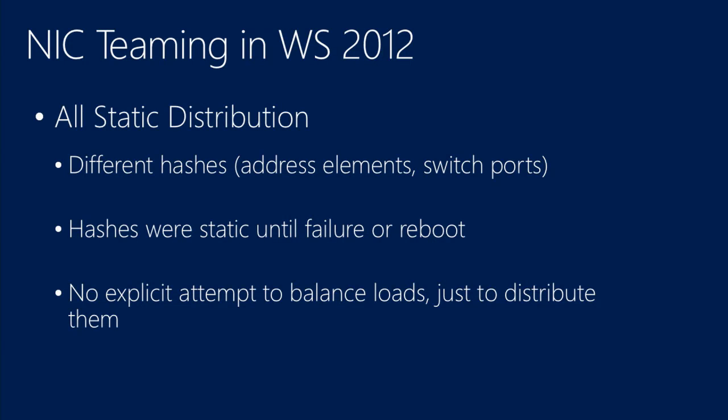Okay, so the all-static distribution that we had in Server 2012, where everything was assigned when it came in, all the flows got assigned to individual NICs, and we mapped them there, and we left them there. And that caused sometimes, Gabe made the reference to elephant flows and baby flows. And you could get multiple elephant flows affinitized to the same NIC, and you got some load balancing that wasn't very good. All the hashes were static, everything stuck there, and we didn't make any attempt to balance them.